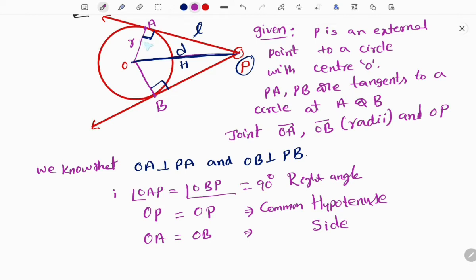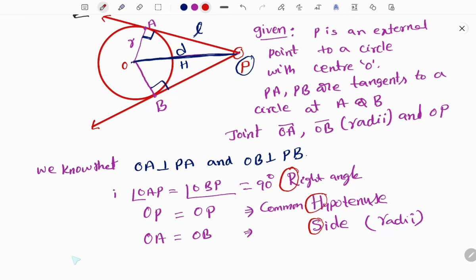Okay, this side of the triangle and this is also a side of the triangle. Both are equal. Why? Because these are radii. Same radii, that's why. Now here we can observe a right angle, hypotenuse, and the same side.